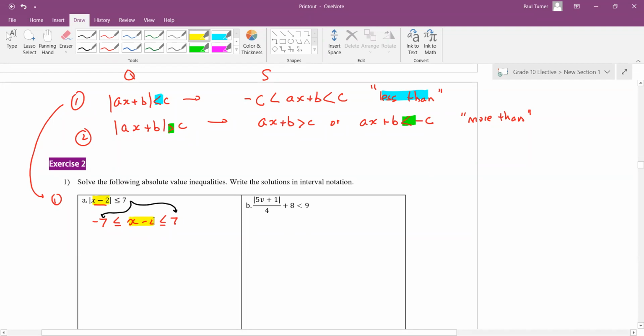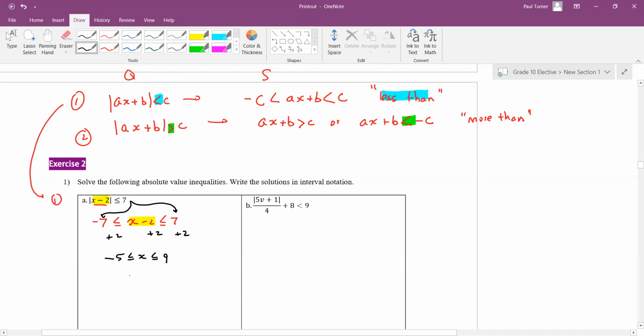Like that. Okay, and then we basically solve that. So then you would add 2 to both sides. And then -7 plus 2 is -5. X - 2 plus 2 is X. 7 plus 2 is 9. So this is your solution.